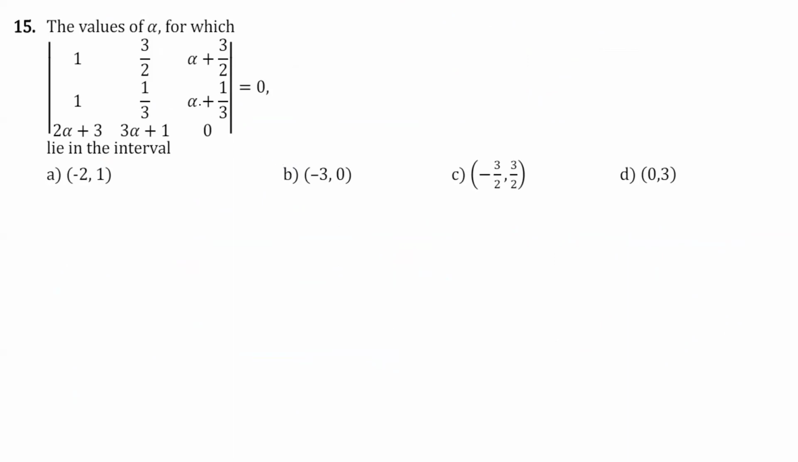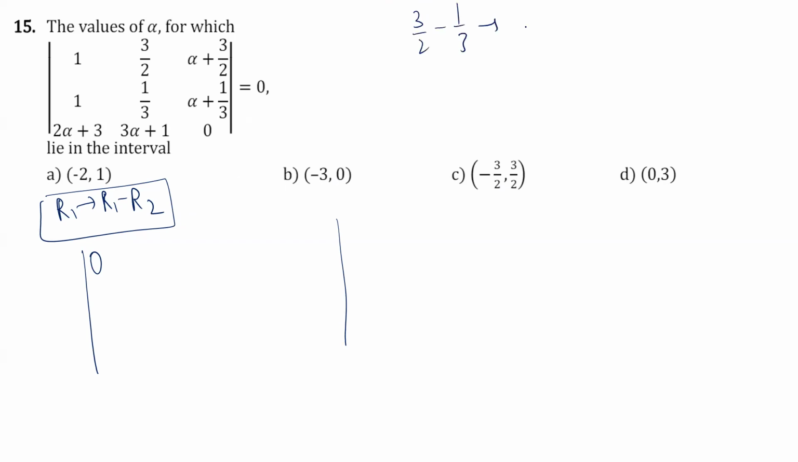So here you will have to just apply some operations like row 1 minus row 2, or row 2 minus row 1. Then you will get some terms as 0. 3 by 2 minus 1 by 3, you can check, this will become 9 minus 2 over 6, that is 7 by 6. Yes, so 7 by 6. And this is alpha plus 3 by 2, alpha plus 1 by 3. So this will also give you 7 by 6. Rest will be same.